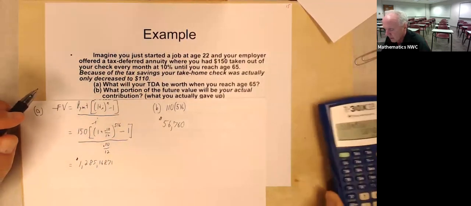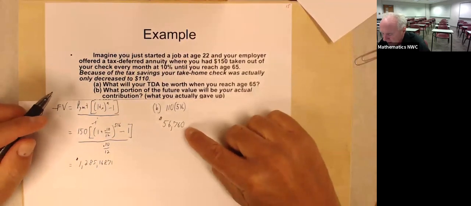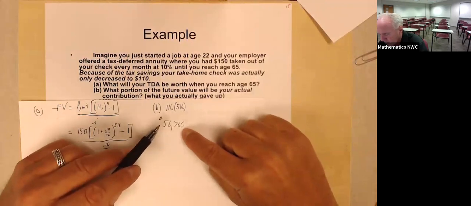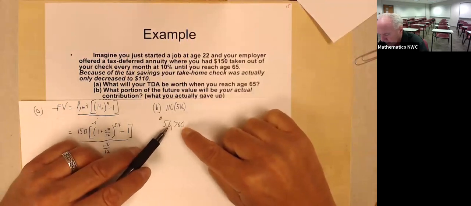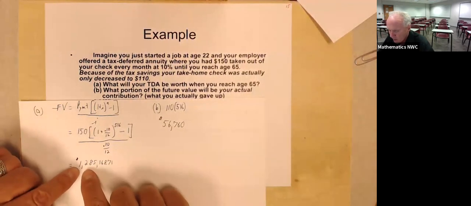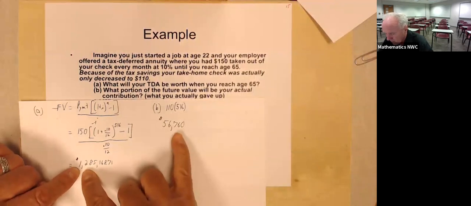What does that mean? It means I actually only gave up $56,760 over that 43 years. What did that actually do? That 56,000 grew into 1.2 million. That's the real power of the annuity.